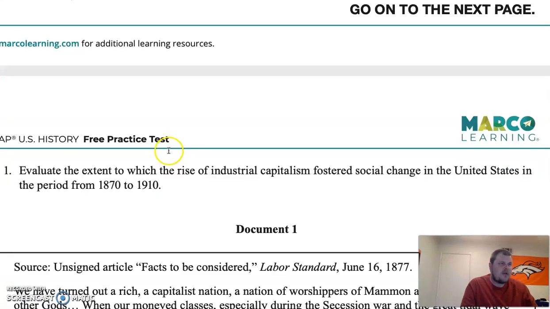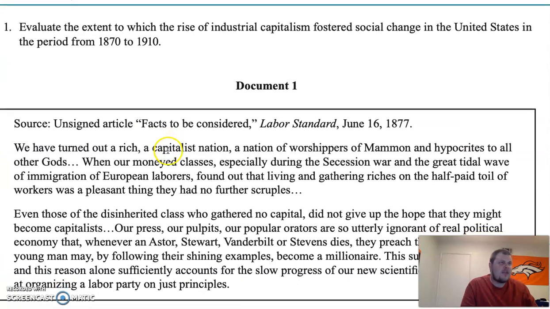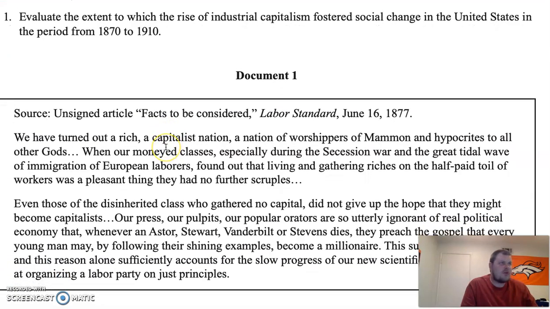So anyways, go down here, and right away the first thing that I need to look at is the question. It's a short question. They're all short questions, but it's loaded. It says, evaluate the extent to which the rise of industrial capitalism fostered social change in the United States in the period 1870 to 1910.